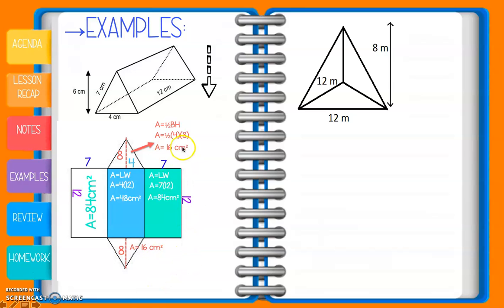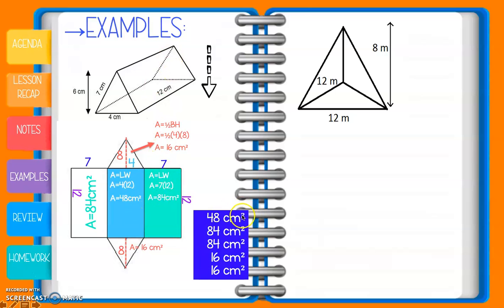Last step is to take all of these individual sections and add them up. So I have 16, I have 48 for the base, 84 and 84 for my two sides, and then 16 for a triangular end, 16 for the triangular end. We're going to add them together. When we do, we get 248 centimeters squared.